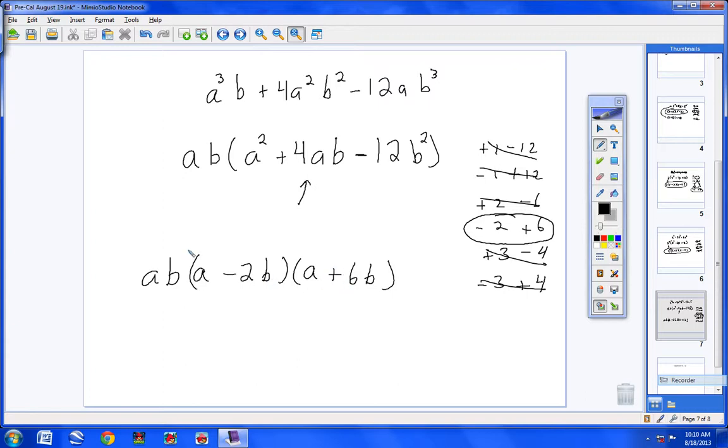Now, again, these 2 parentheses can be turned around. So you have AB, and then in parentheses, A minus 2B, or A negative 2B, and then your other parentheses, A positive 6B, or A plus 6B. You've got to look for that, guys. Keep your eyes open to what you're factoring, okay?